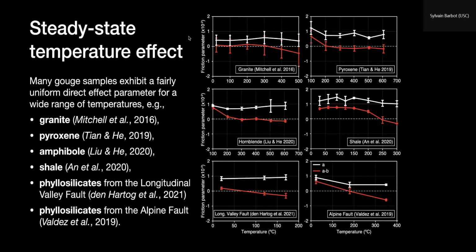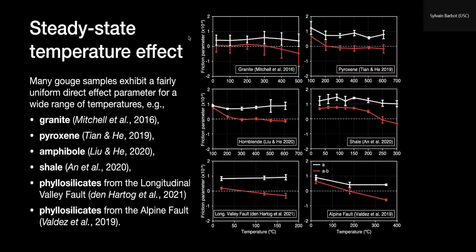And so the velocity dependence is shown in white here for the direct effect. And you can see that it's roughly independent of temperature for many hundreds of degrees. Sometimes it's even decreasing with temperature. So it's firmly invalidating the theoretical models of thermal activation that were proposed in the 90s.